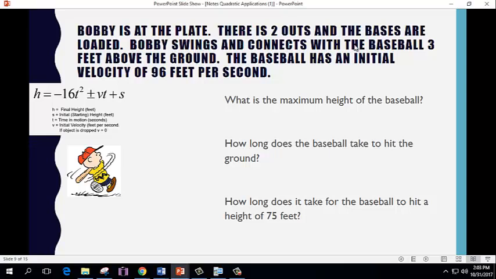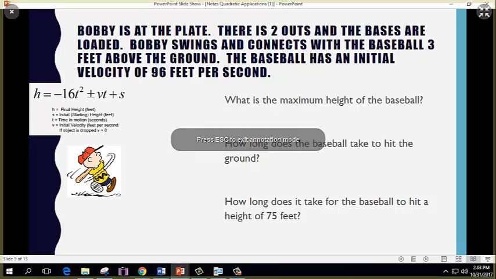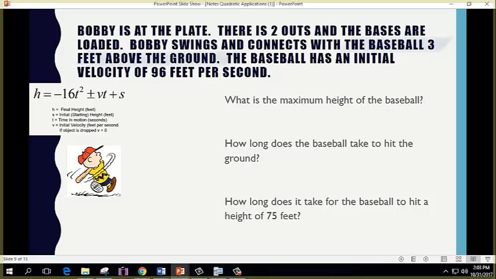So Bobby swings and connects with the baseball 3 feet above the ground. Bam! There is where our information that we need lies. So we know that this part here is important, 3 feet above the ground. The baseball has an initial velocity. That's what you're looking for, initial velocity.